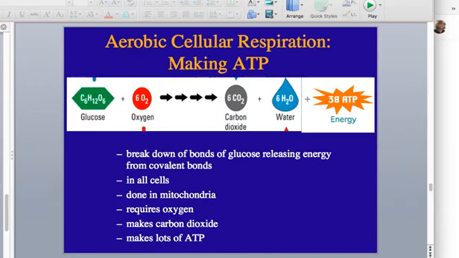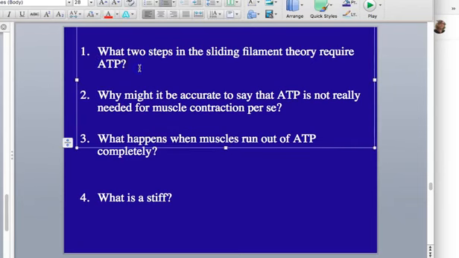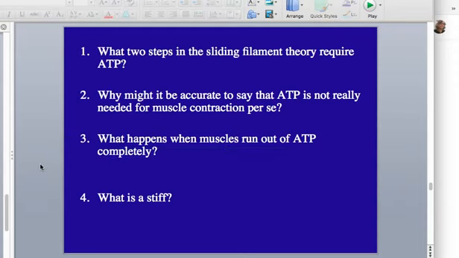Let's move on. Okay. So what two steps require ATP? That's going to be the storing of calcium back in the sarcoplasmic reticulum and the cocking of the myosin fibers. What good test questions. Why might it be accurate to say that ATP is not really needed for the muscle contraction? Well, during contraction, you don't use up ATP. It's before contraction, when you're getting the muscle ready, that you need ATP. So what happens when a muscle runs out of ATP completely? You're not going to be able to recock the muscle for a little while.